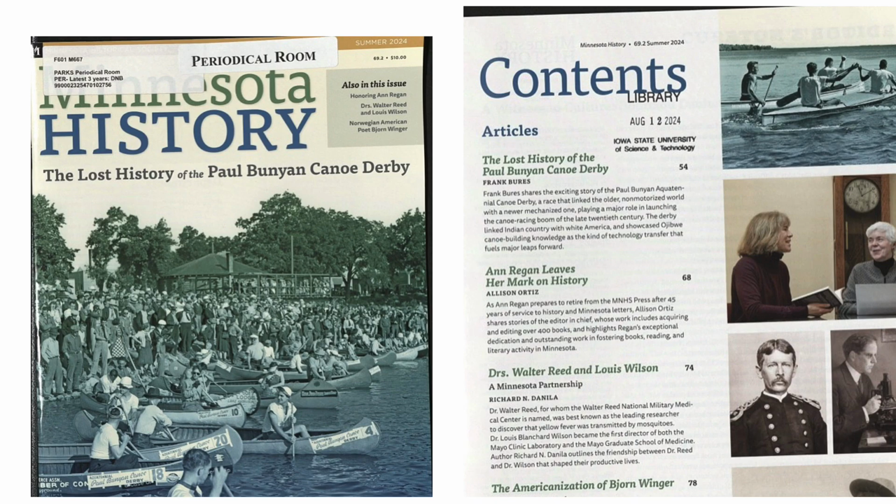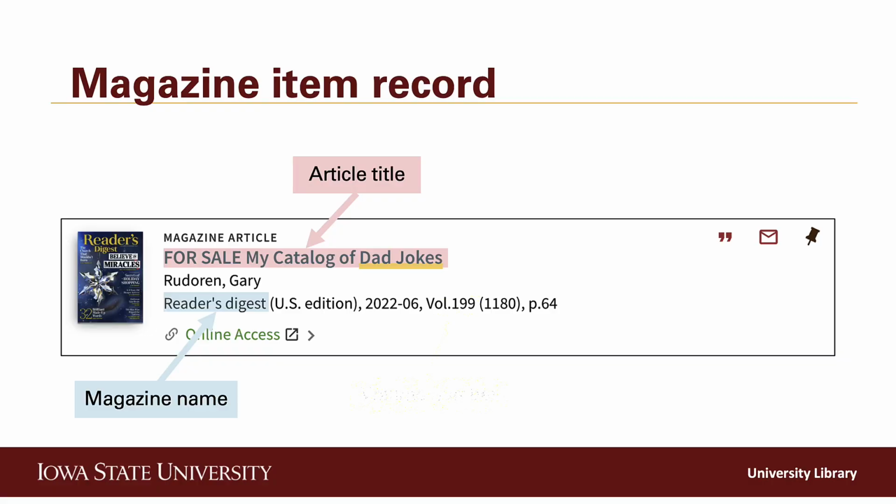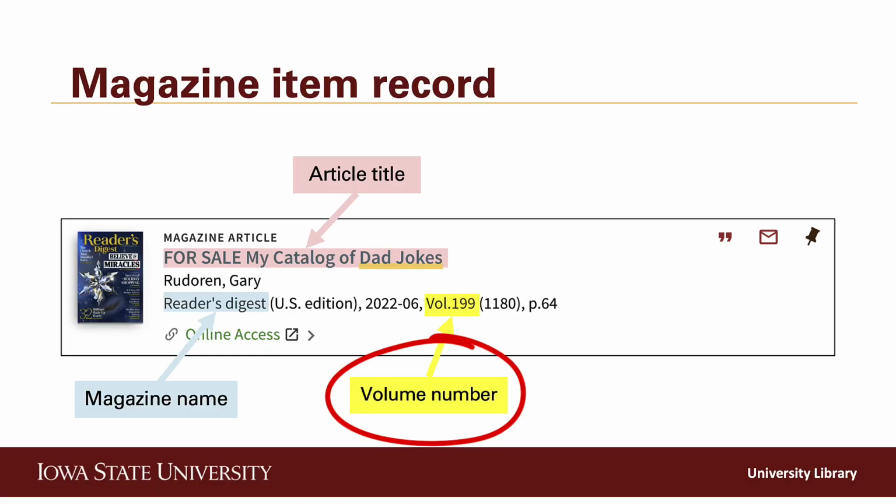Magazines are organized by volume. Here you can see the winter, spring, and summer volumes. In an item record or a citation, look for the volume name or number. You may also see an issue number.